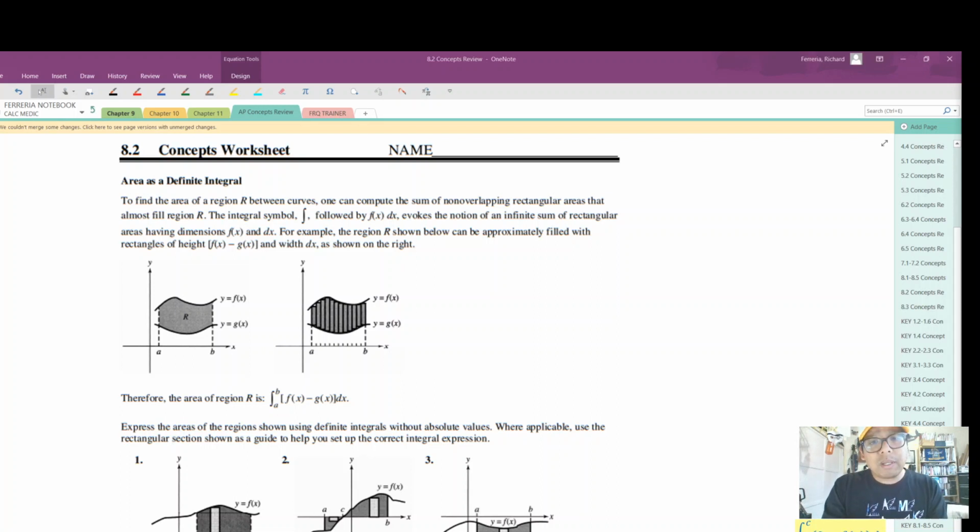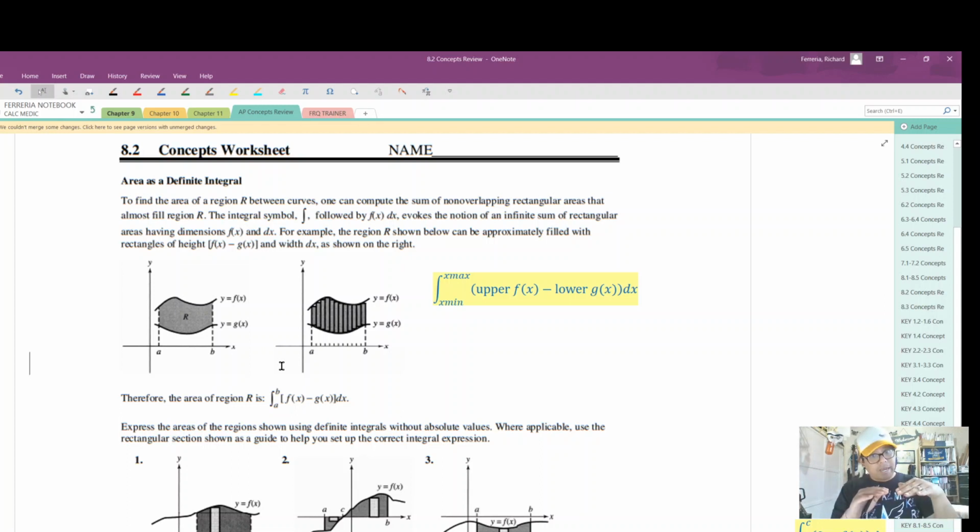There are a couple of formulas that we can start with right now. This first one says that the area is equal to the integral from the minimum x to the maximum x of the upper function minus the lower function. Now that's if you're going to draw your rectangles vertically. Of course, there is an analog if you draw your rectangles horizontally. That analog over here is the integral from the y minimum to the y maximum of the function on the right minus the function on the left. So we'll take a look at this.